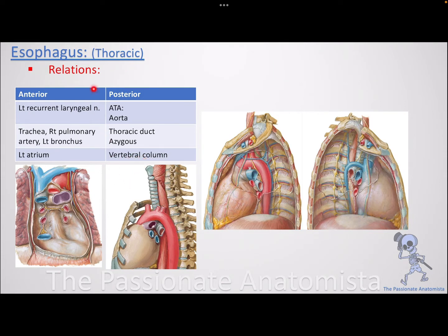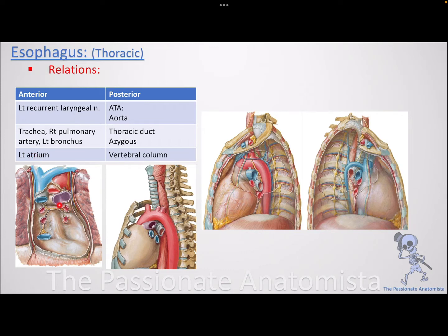So the thoracic part has more structures. It has things related to your breathing and blood circulation. Remember that the anterior relations are related to your heart and lungs, your trachea, and as the air you breathe proceeds to the lungs, it's going to go through the left bronchus and then the right pulmonary artery. Plus the left recurrent laryngeal, because that loops around the arch of aorta, but the right one is high up, so we don't get it as an anterior relation.